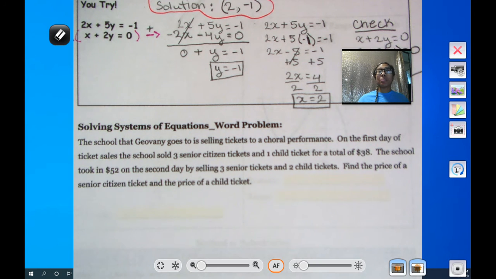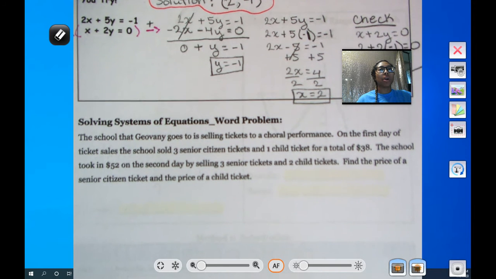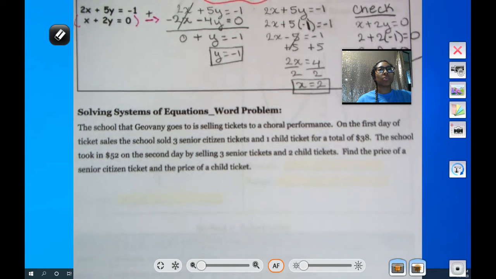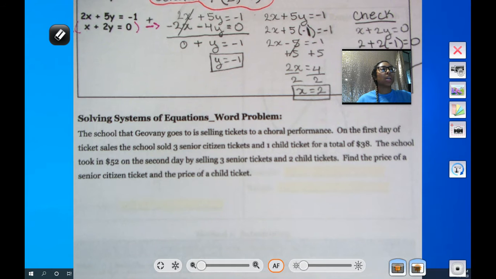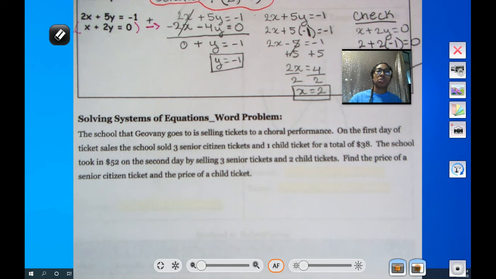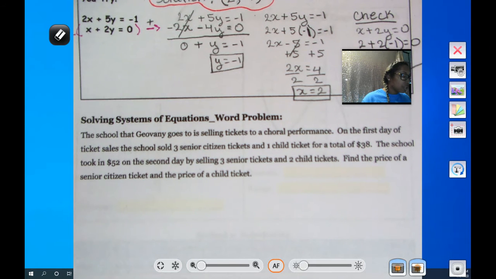Okay, so as promised, I'm going over the last word problem that we didn't get a chance to get to because we were hard at work on these examples. So let's get started. We're solving systems of equations using a word problem, and we're doing this algebraically.